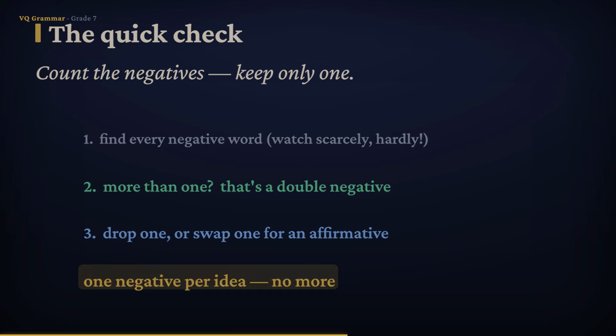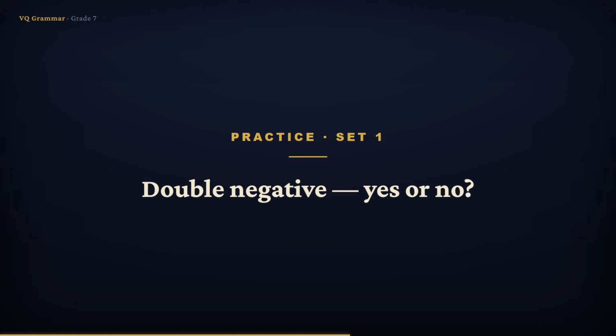All right, let's practice. Time to practice. In this first set, read each sentence and decide, does it contain a double negative, yes or no? Remember to hunt for the sneaky ones, scarcely and hardly. Pause the video and decide before I reveal the answer.